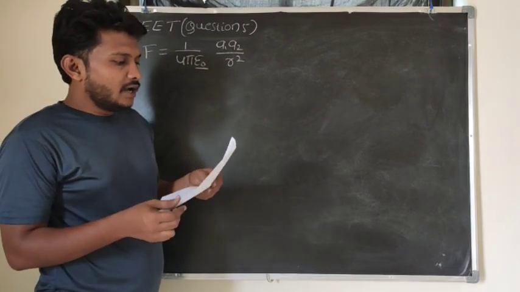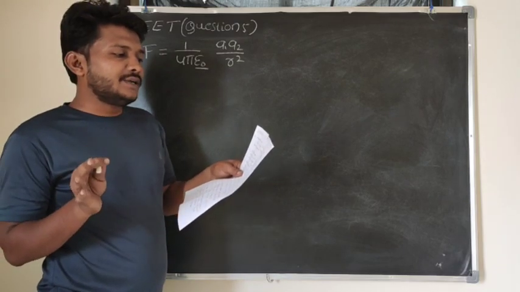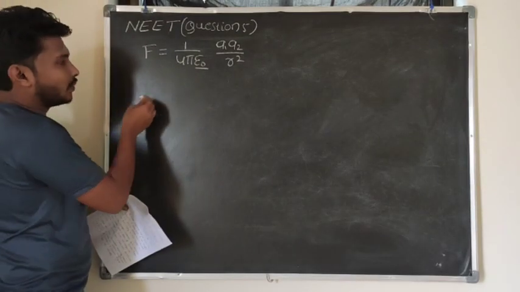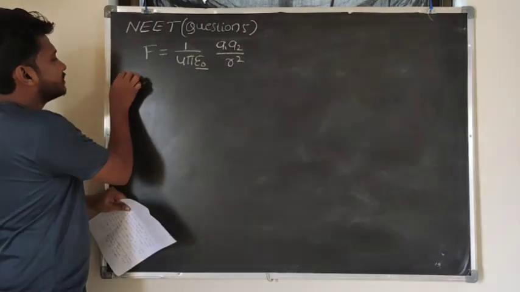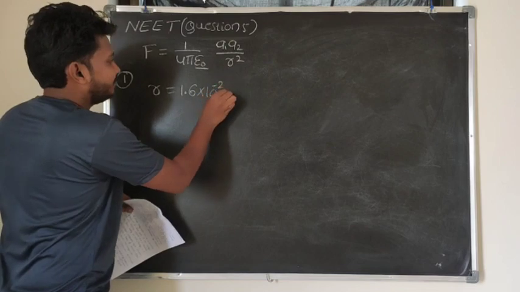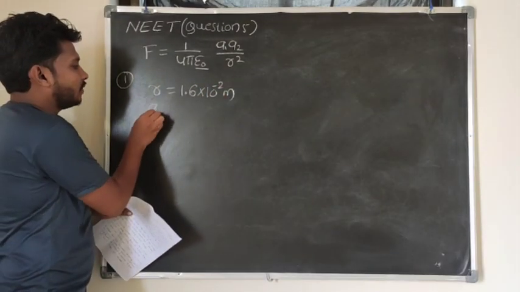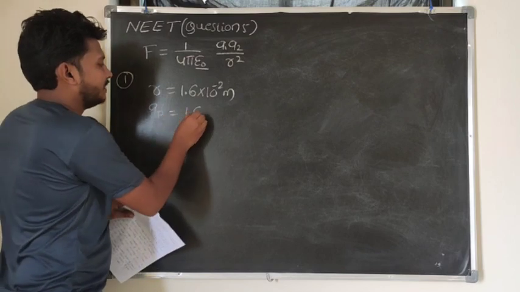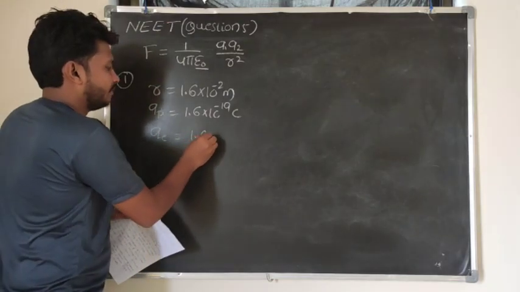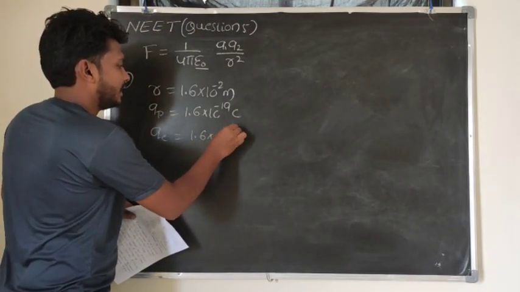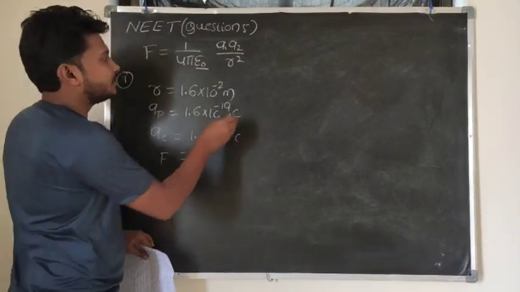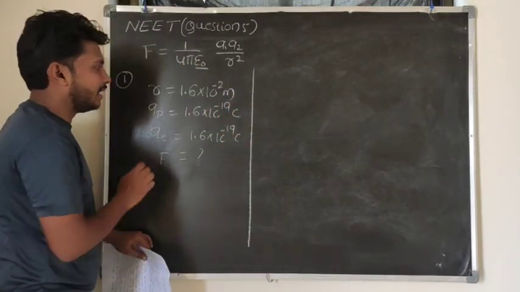For example, first question. A proton and an electron are placed at a distance of 1.6 centimeter in free space. Here one is a proton and the other is an electron. Separation between the proton and electron is 1.6 centimeter. The magnitude of the proton charge is 1.6 into 10 to the power of minus 19 coulomb, and for the electron it is also the same, 1.6 into 10 to the power of minus 19 coulomb. What did they ask to calculate here? The force between the proton and the electron.